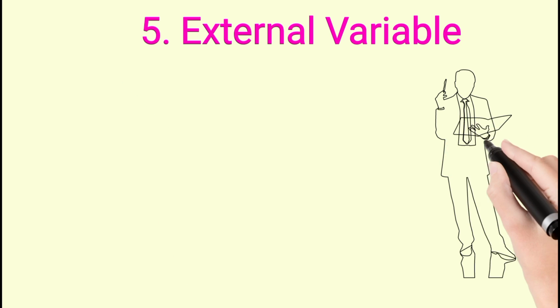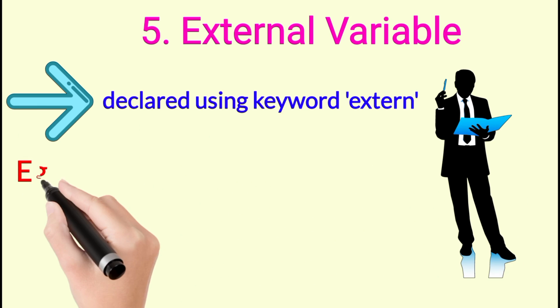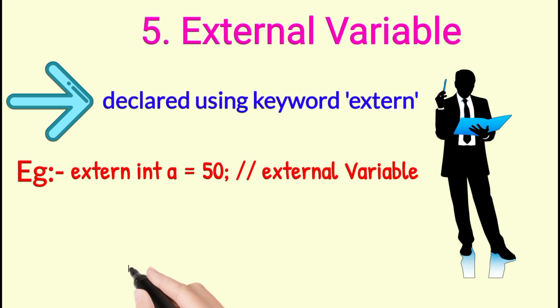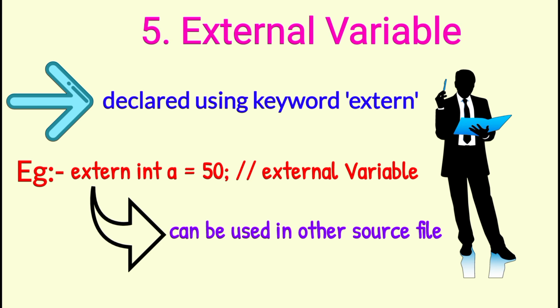Finally, number 5. External variable. This is a type of variable that can be stored in multiple source files, and you can define it simply by using extern keyword. For example, extern int a is equal to 50.